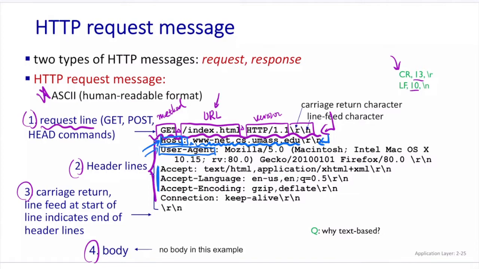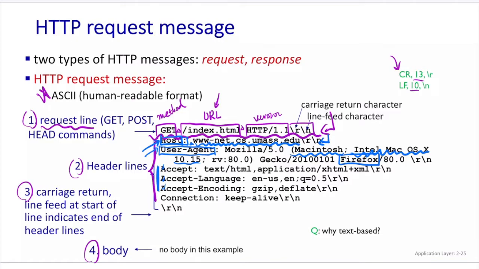Okay, the first is host. That means the client wants to contact www.net.cs.umass.edu. And the user agent, which means the client itself, is Firefox, right? It is a browser, and it is on a Macintosh, an Intel Mac OS X 10.15, something like that. Okay, so accept, there are 3 different accept right here.